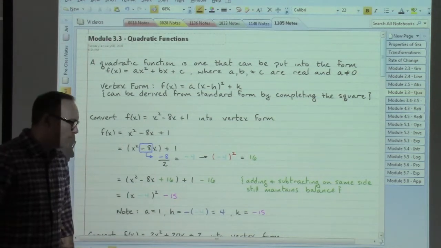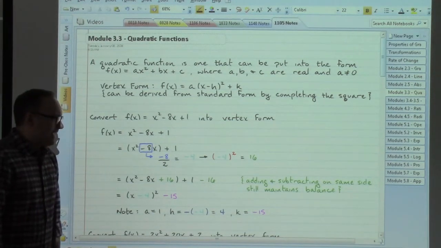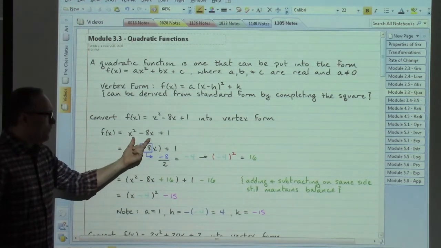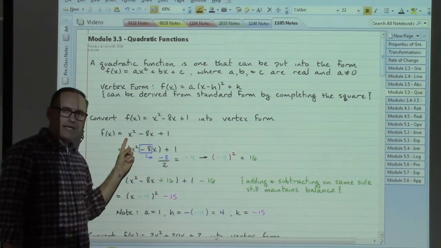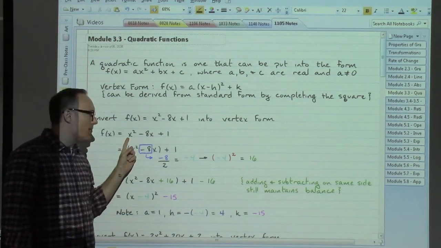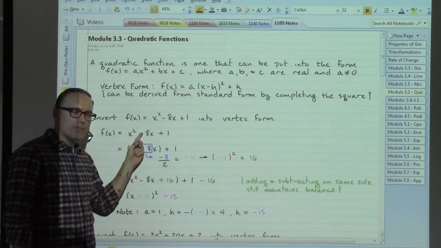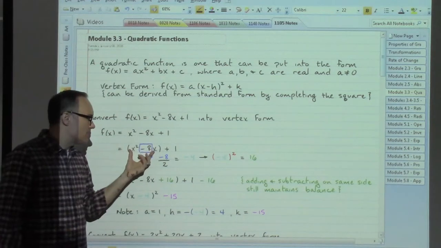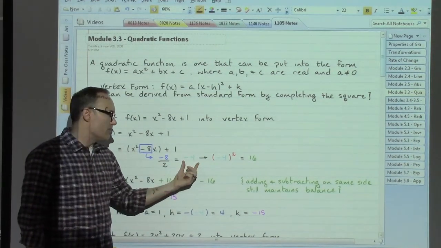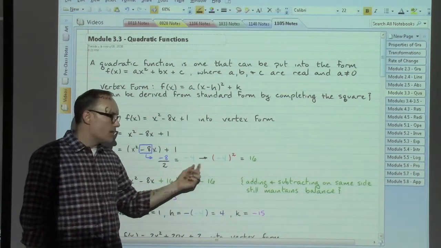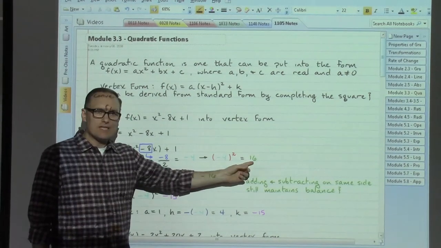So here's an example where we've got that laid out. We said, okay, that's nice that there's just a 1x squared. So we're going to take that number in between the x squared and the x, divide that by 2, which gives us a -4. We're going to take that number and square it. That gives us a 16.